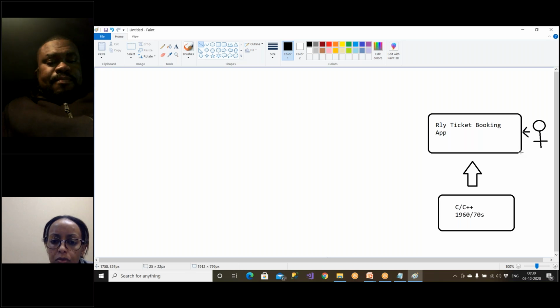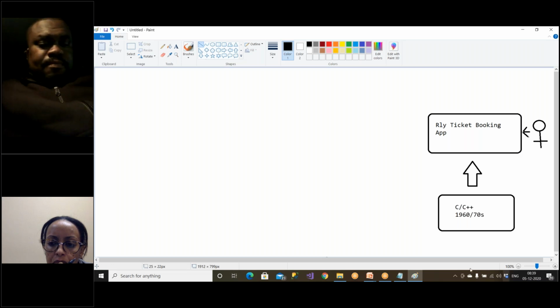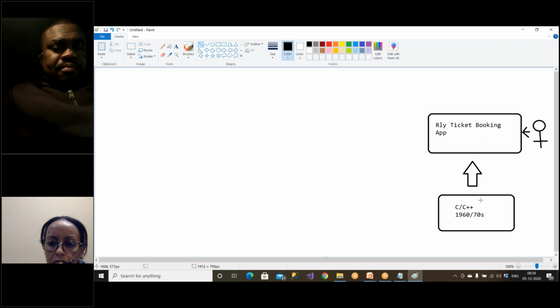I wanted to go from A to B, and this is my age. And can you please book a ticket for me? So when you get the data, this application is developed using C and C++. These data cannot be stored elsewhere.